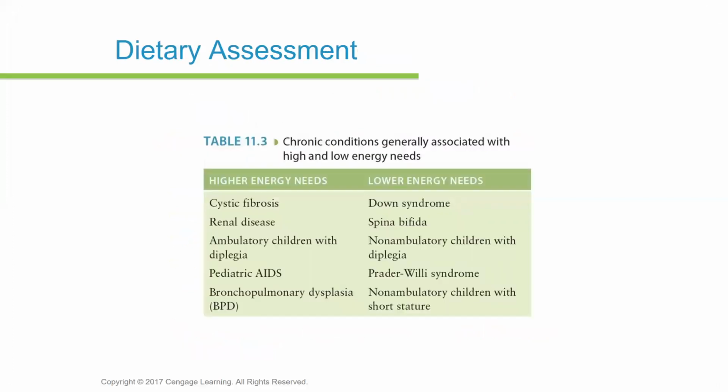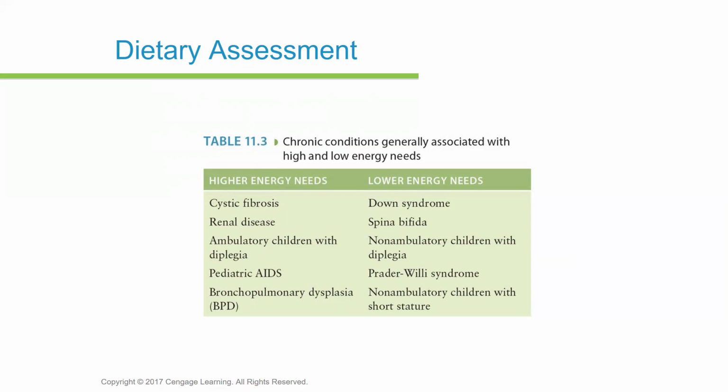Here's an example of chronic conditions generally associated with high and low energy needs. So here's a case where we'd start with the normal calorie recommendation. So how much energy would a child need? And then we would have to adjust it potentially because of the health condition.